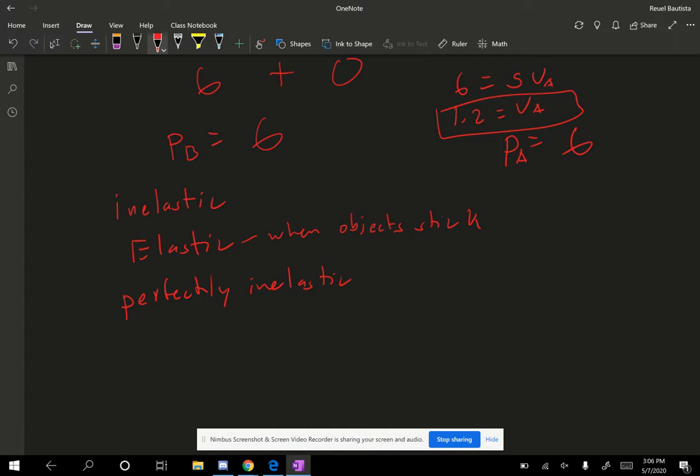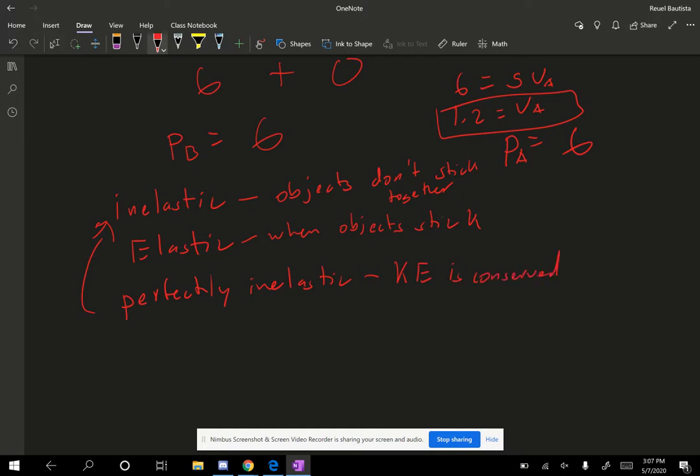When objects stick together, that's a perfectly inelastic collision. And an inelastic collision is when the objects don't stick together. It means they either bounce off in one direction or the other, or one is going to move faster to the right and the other moving slower, also to the right. So perfectly inelastic is very similar to this. It is an inelastic collision, but perfectly inelastic is when the objects stick together.